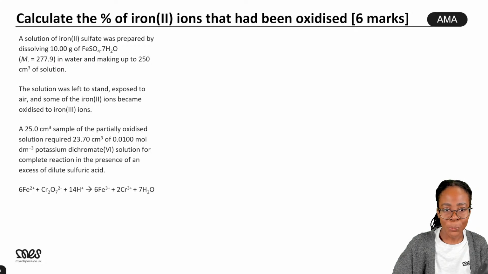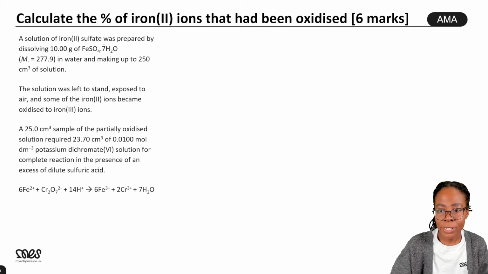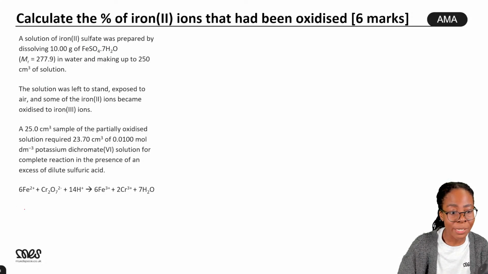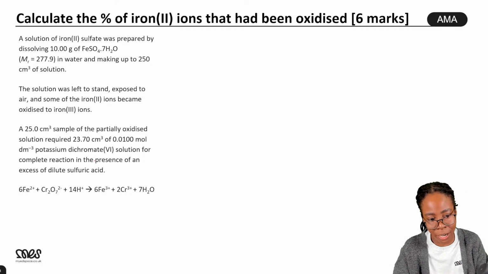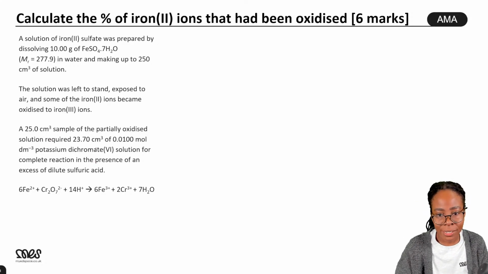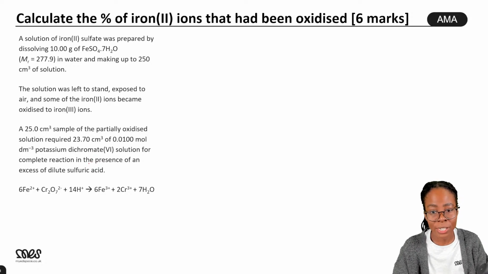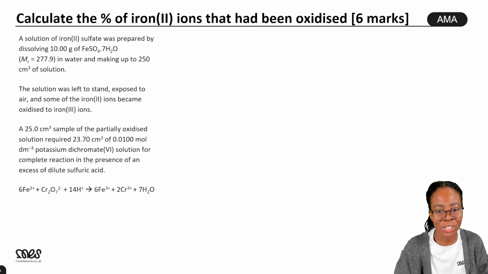A solution of iron 2 sulfate was prepared by dissolving 10 grams of hydrated iron sulfate in water and making up to 250 centimeters cubed. The solution was left to stand, exposed to air, and some of the iron 2 ions became oxidized to iron 3 ions. A 25 centimeters cube sample of that partially oxidized solution required that much potassium dichromate for complete reaction in the presence of an excess of dilute sulfuric acid.